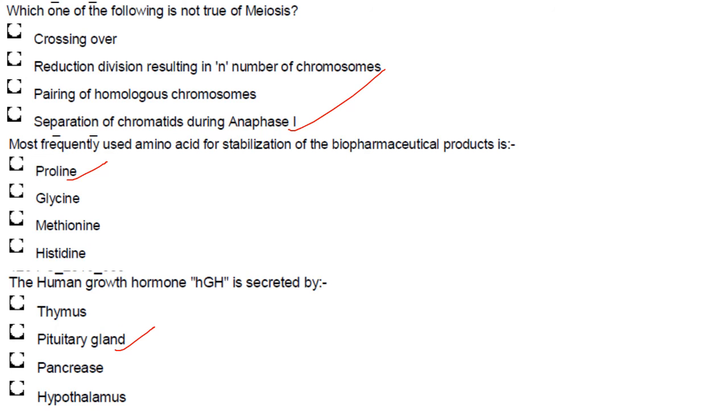Most frequently used amino acid for stabilization of biopharmaceutical products. Answer is option A, proline. The human growth hormone HGH is secreted by the pituitary gland, the anterior pituitary gland. So answer is option B.